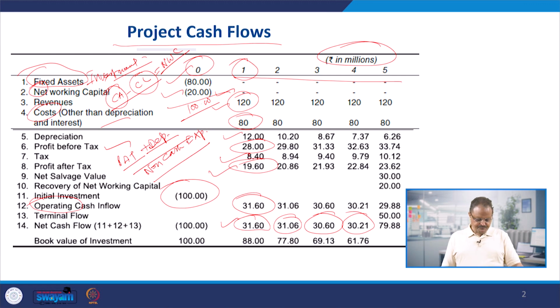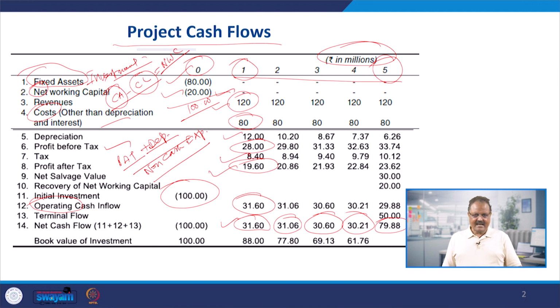That is on account of investment on the fixed as well as the current assets, and inflow for the first 4 years is 31.60, 31.06, 30.60 and 30.21. Fifth year is the bigger cash inflow, because this is the last year of the project. After that, you are going to terminate the project, because the foreseeable operational value of this project is only 5 years.